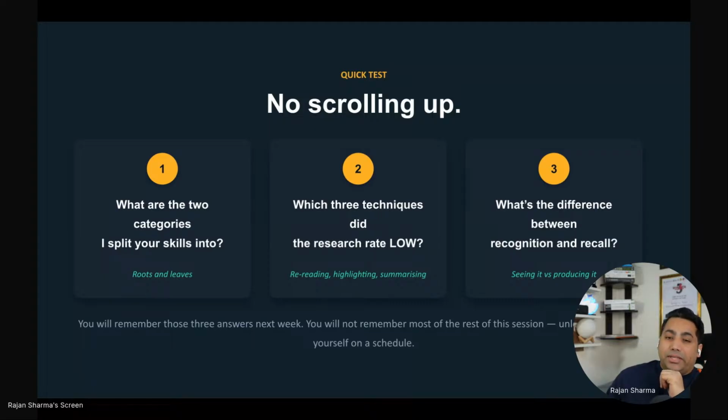Let me ask one more question: which three techniques did the researcher rate low? If you remember, that is rereading, highlighting, and summarizing. That is the second one. The third question I have, again just for recalling, is what is the difference between recognition and recall? Recognition is what makes sense when I see it. Recall is I can reproduce it from nothing. So recognition is easy. Recall is the hard factor.